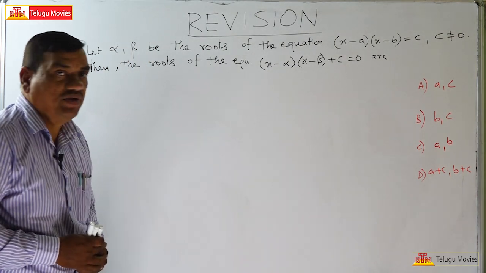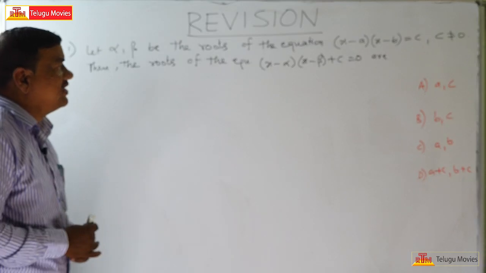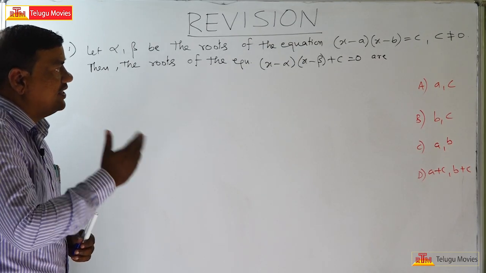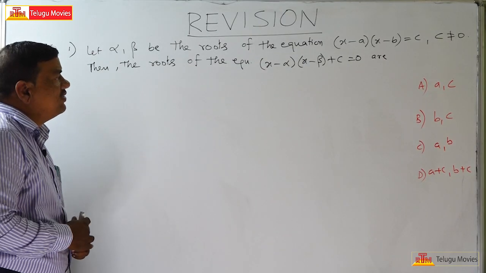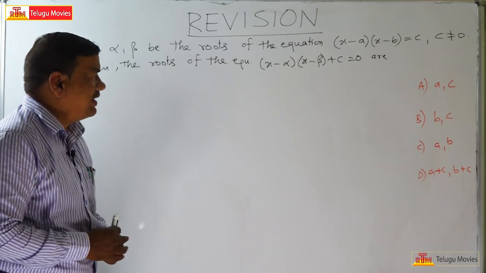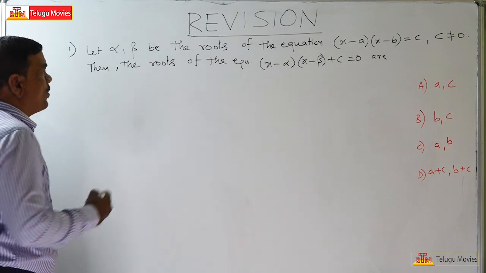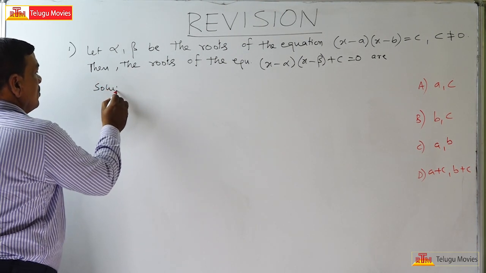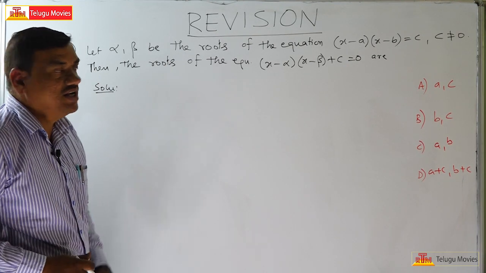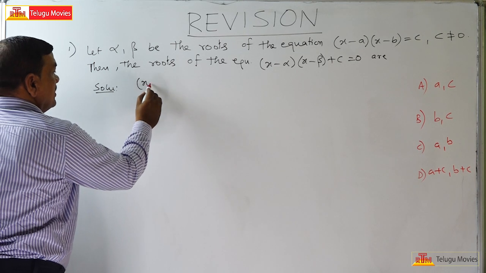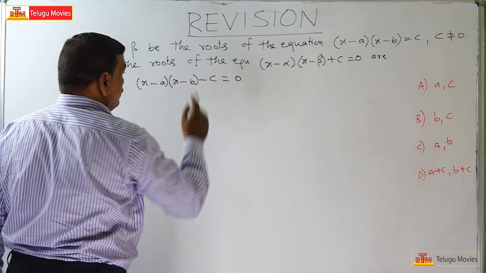See the first problem here. Let alpha and beta be the roots of the equation (x minus a) into (x minus b) is equal to c, where c is not equal to 0. Then the roots of the equation (x minus alpha) into (x minus beta) plus c is equal to 0 are? This is a very easy problem. First of all, one equation is given, that is (x minus a)(x minus b) is equal to c, so that is (x minus a)(x minus b) minus c is equal to 0.